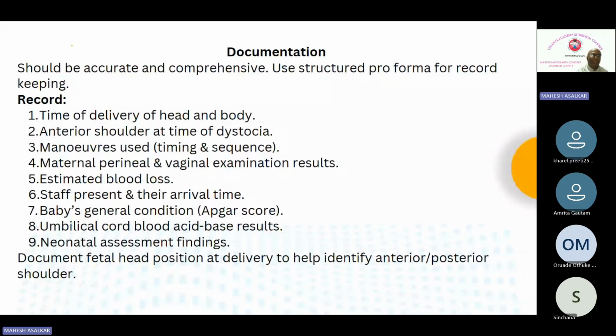And finally you need to document. What was the time of the delivery of the head of the baby, which was the anterior shoulder at the time of dystocia, which maneuvers were used, etc. So all this documentation is required. This documentation and debriefing you need to discuss in Part 3 when you are having the role play station.